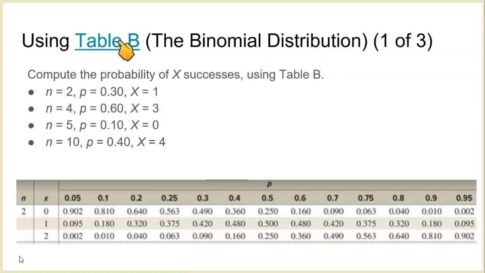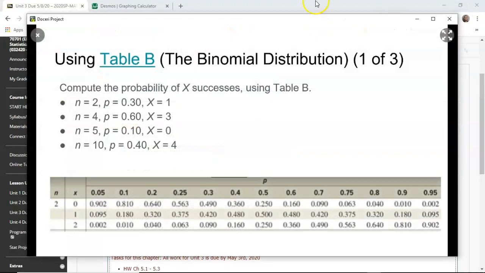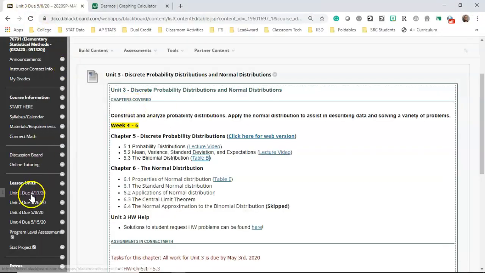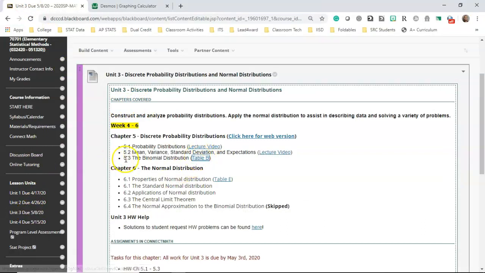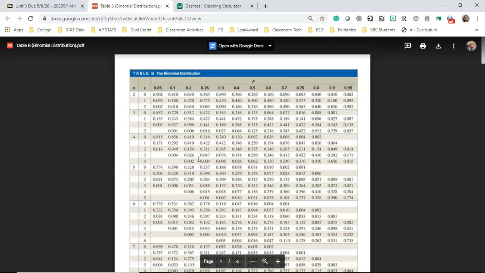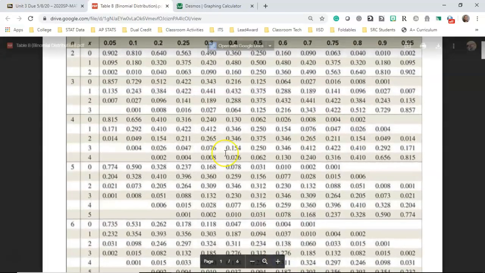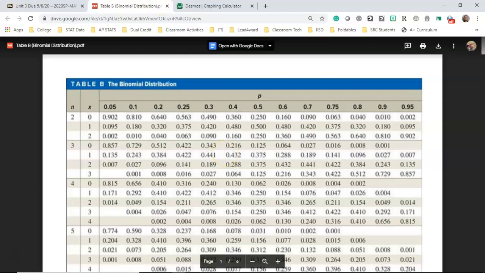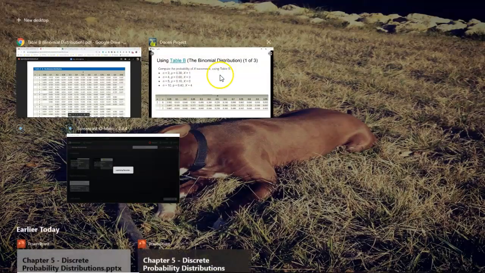Now in the video, you can't get to this table from here, but if you go to eCampus and navigate to unit 3, find where it says chapter 5, section 5.3, and click on table B. It's 6 pages, so I wouldn't advise printing it off, and you'll only need it for this section. You can go through this table, and I'll tell you how to use it in this video lecture. So let me go back.